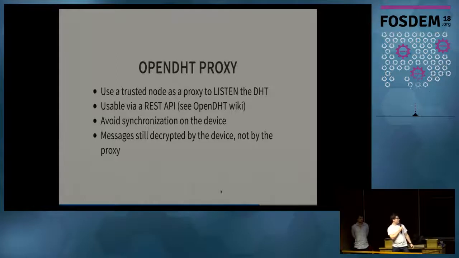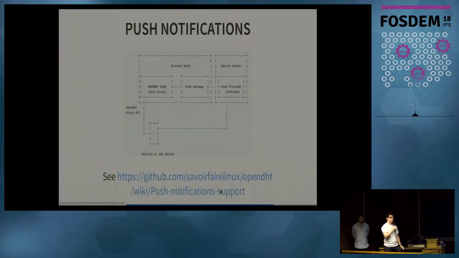Like Adrien said, we had the possibility to use another node on the network to listen on the DHT. Your node on your device will just decrypt the value on the DHT and pull the proxy to retrieve the value. It avoids the synchronization on the device and saves battery and data consumption. And yeah, messages are still decrypted by the device because just your device has the correct key to decrypt it.